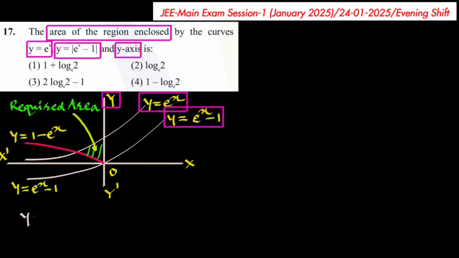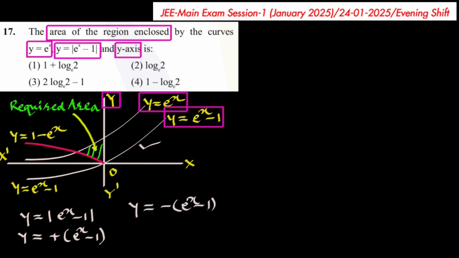The curve y equals mod e raised to x minus 1 will be either plus e raised to x minus 1, which is to the right of the y-axis, this part of the curve, and it will also be y equals minus e raised to x minus 1, that is 1 minus e raised to x, this part of the curve, which will be to the left of the y-axis as shown. And the required area that we have to find out is this area which is marked here.